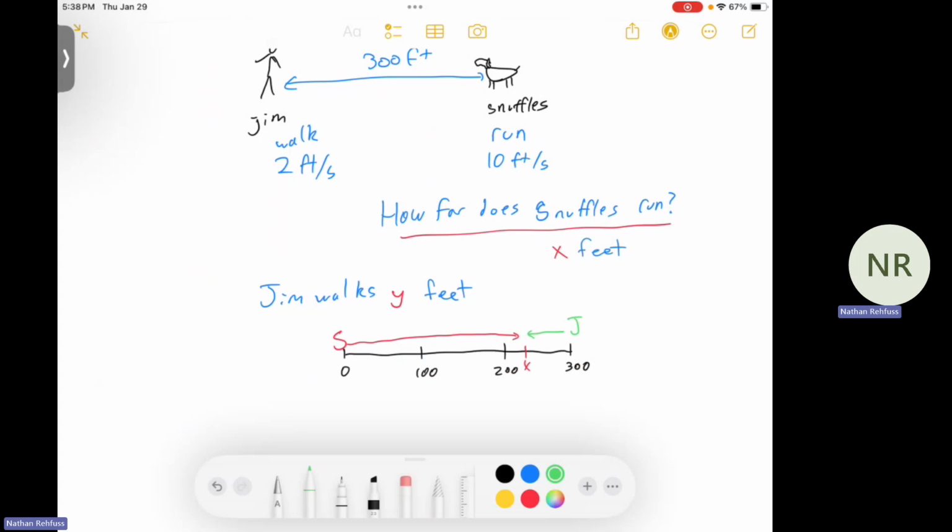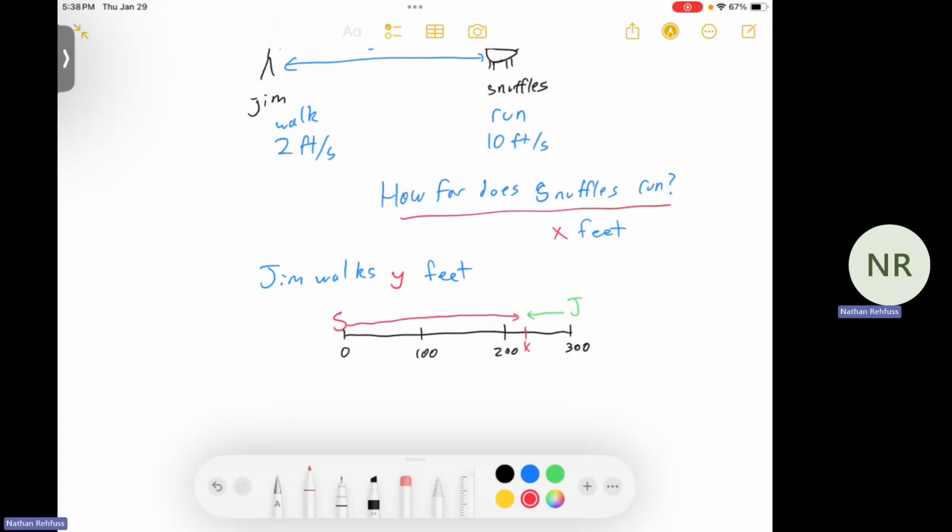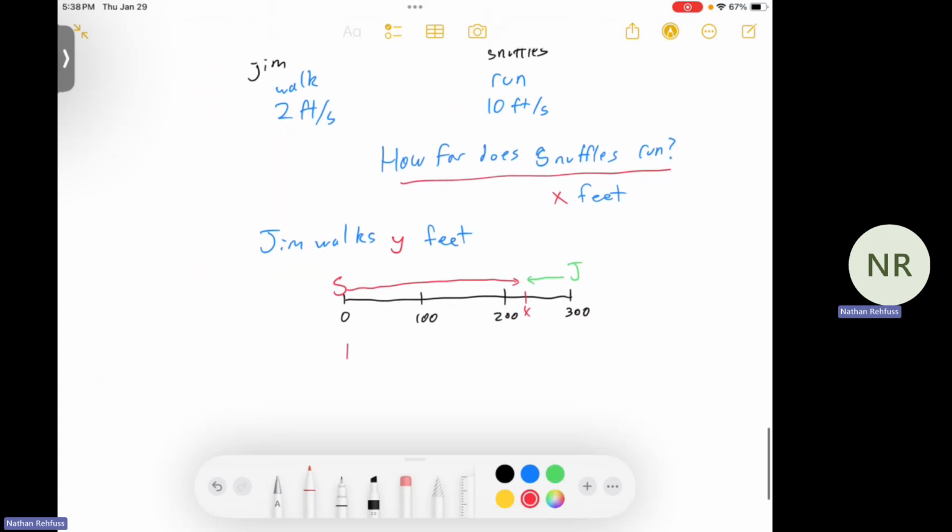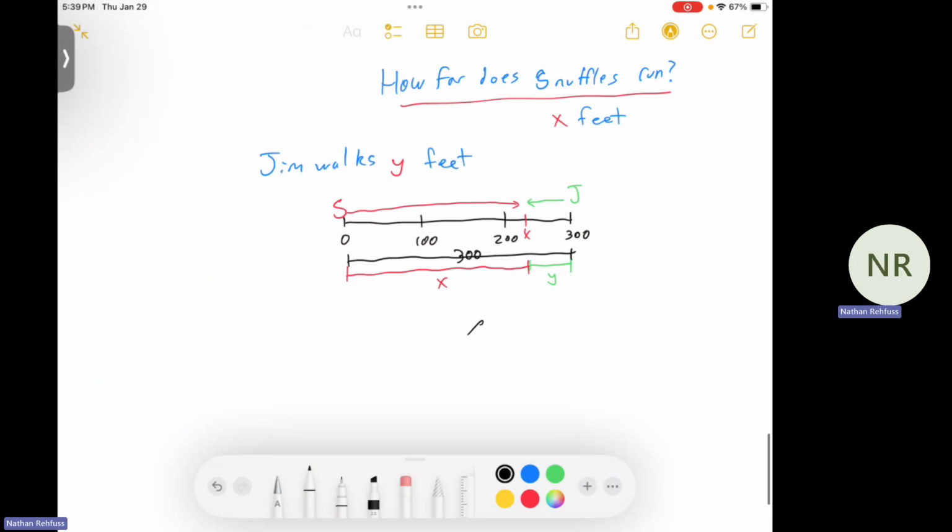This gives me an idea for a relationship. If Snuffles goes x feet, and Jim goes y feet, and together they cover 300 feet, then it must be true that x plus y is 300. I know I want to solve for x, so I'm going to substitute away the y. I'll write y is 300 minus x. Jim walks 300 minus x feet.